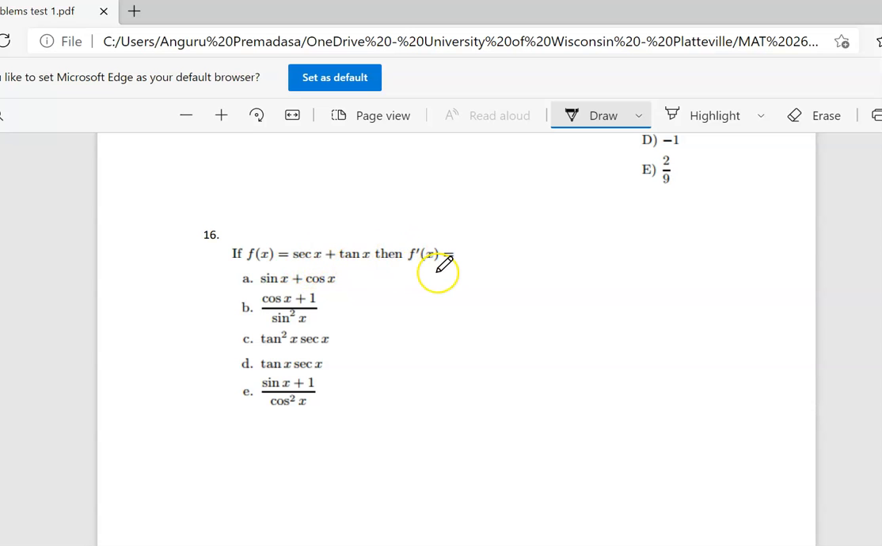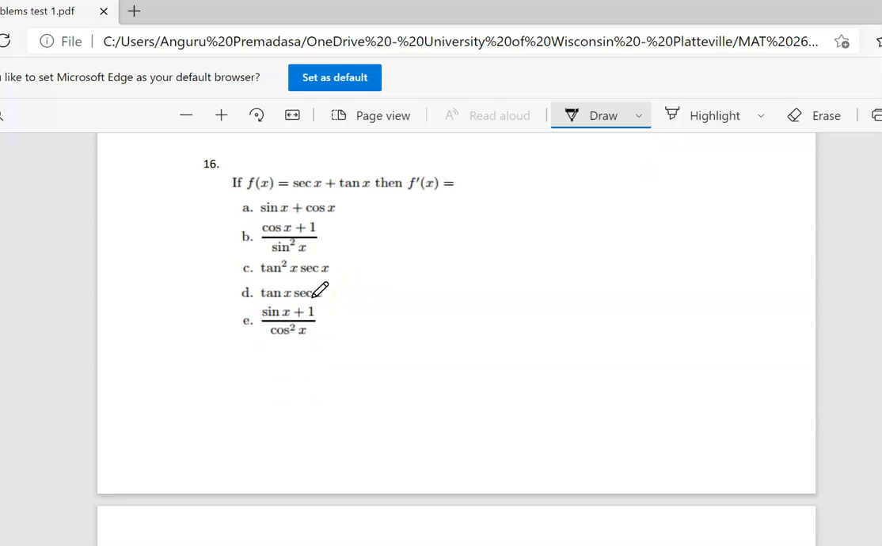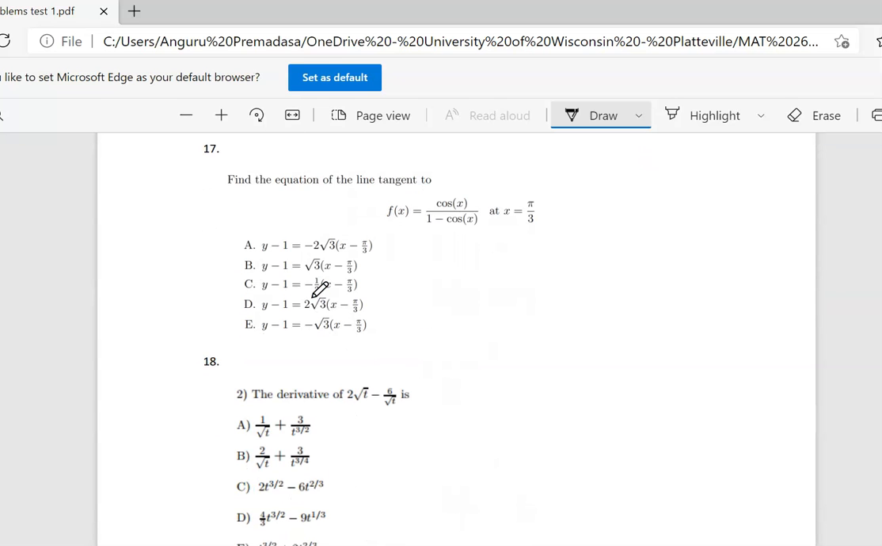So remember, for the exam you need to know the derivatives of these trig functions: sine, cosine, tangent, secant, cosecant and cotangent by heart. Derivative of sine x is cosine x, derivative of cosine x is negative sine x, derivative of tangent is secant squared x, derivative of secant is secant x tangent x, and so on, right? You need to know the derivatives by heart, and once you know that, it's very easy to do this problem using derivative rules.